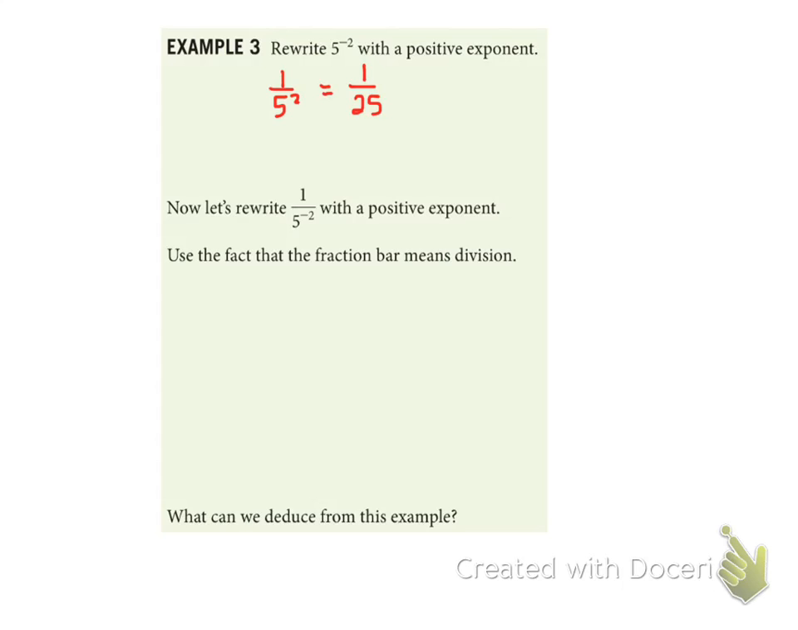Now let's rewrite 1 over 5 to the negative 2 power with a positive exponent. Use the fact that the fraction bar means division. And we're actually not going to do that. We're just going to see if we can figure it out because I think using the division is confusing. Any guesses as to what we should do with 1 over 5 to the negative 2 power? Make it negative. I'm just kidding. No? At least you guessed. Any other guesses?